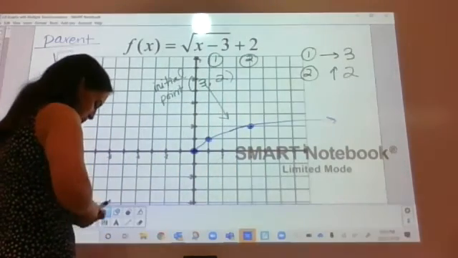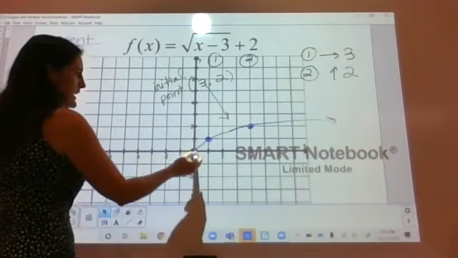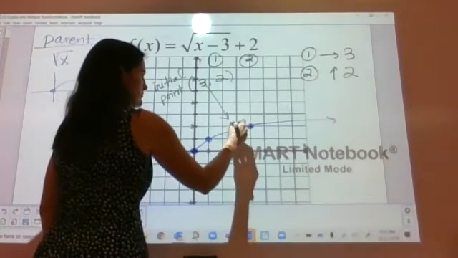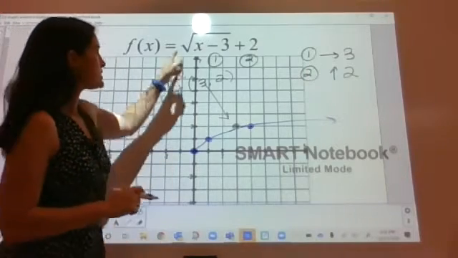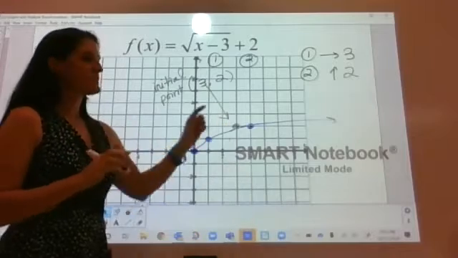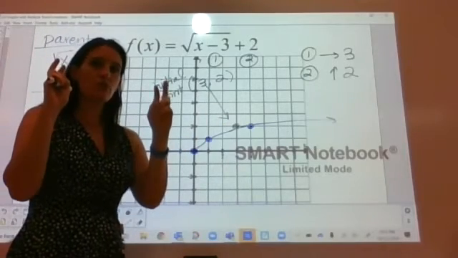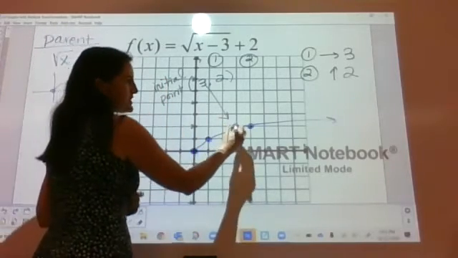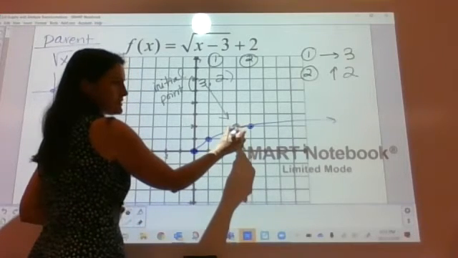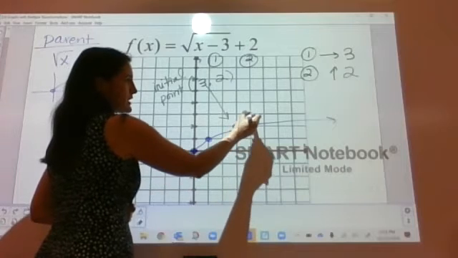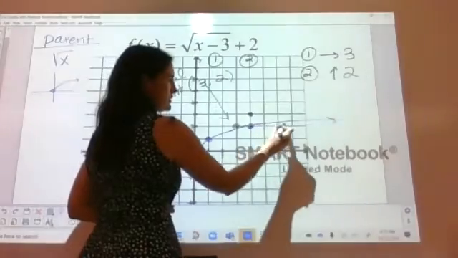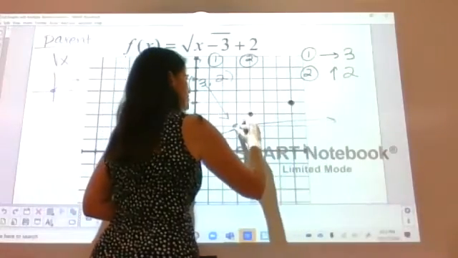Still take your first point and shift it, right? 3, up 2. But now, notice there's no A value. There's no stretch or compression. Think about this as your new 0, 0. Like this is your new origin. And then now just do your points, your 1, 1 and your 4, 2 from here. So you're going to go over 1, up 1, and then come back and go over 4, up 2. It gets you the exact same shape.